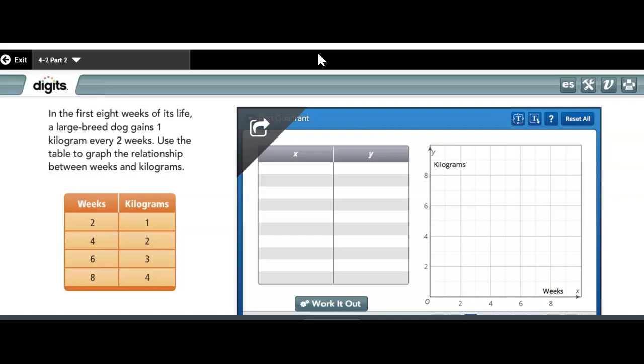Okay, moving on now to part 2. Now you are actually going to look at a table and create a graph. It says, in the first 8 weeks of its life, a large breed dog gains 1 kilogram every 2 weeks. Use the table to graph the relationship between weeks and kilograms. One thing I want you to notice before you start graphing this is that the weeks are on the X-axis and your kilograms are on the Y-axis.